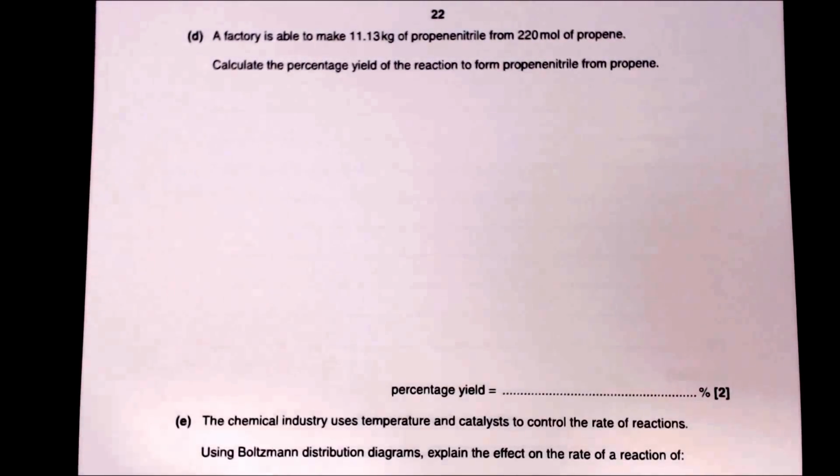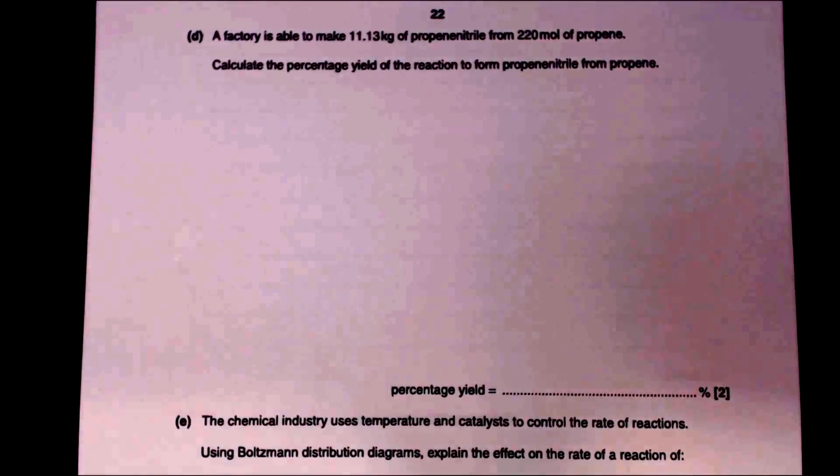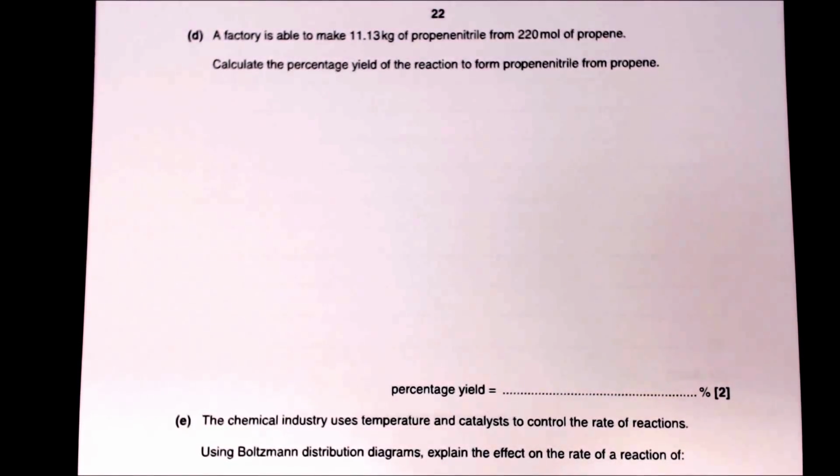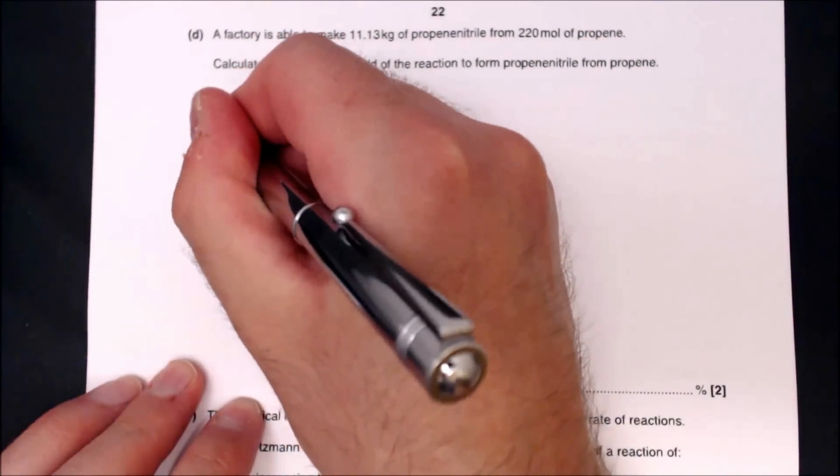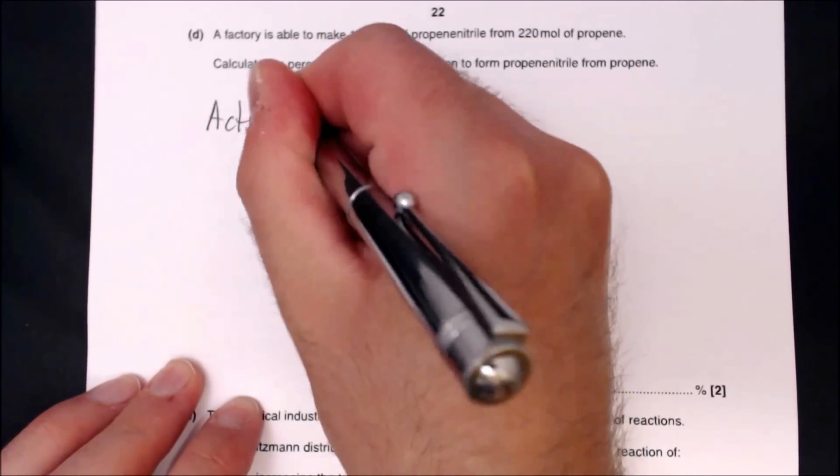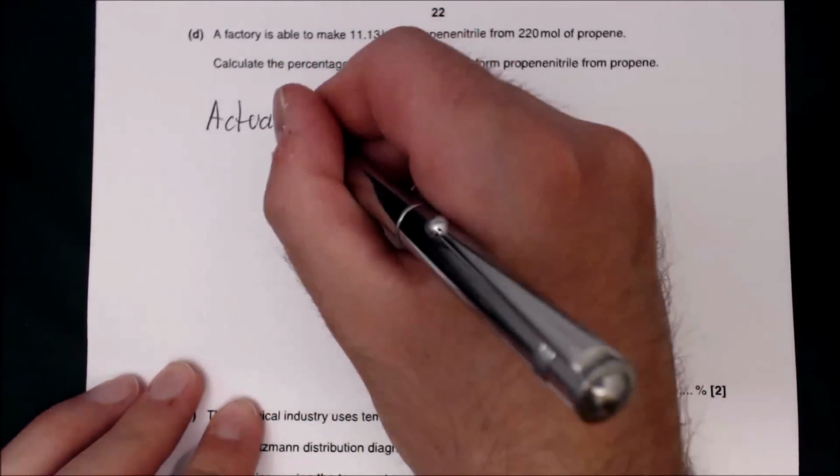It says a factory is able to make 11.13 kilograms of propene nitrile from 220 moles of propene. Calculate the percentage yield of the reaction to form propene nitrile from propene. Right, so with this being a yield, we have to work out what the actual moles are. So we'll just put that in there. This is the actual moles of propene nitrile.